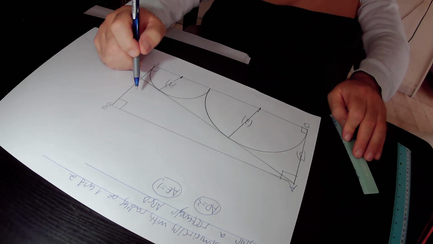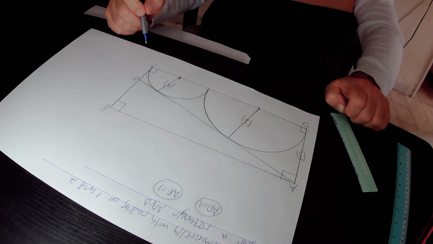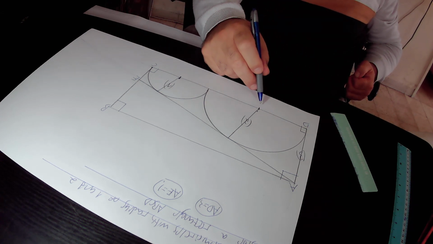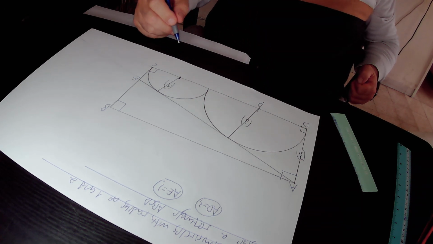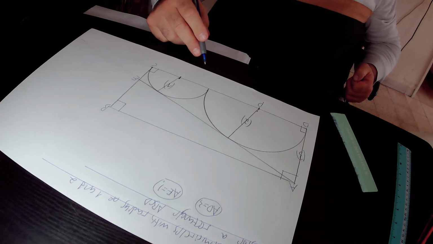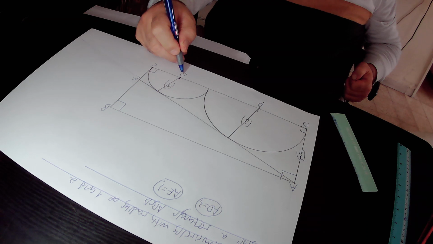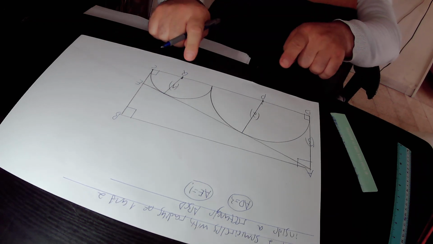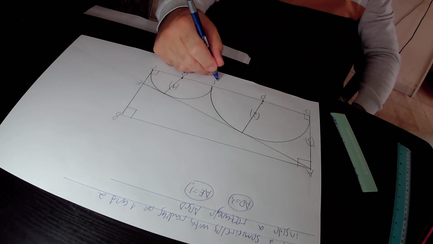In the next step, we will define the relevant points to this question with letters. We will define the center of this big semicircle, this point P. Likewise, we will define the center of this small semicircle, this point is point Q. We will define the touching point of those two semicircles, this point is point S.